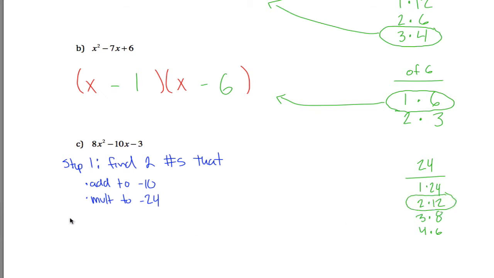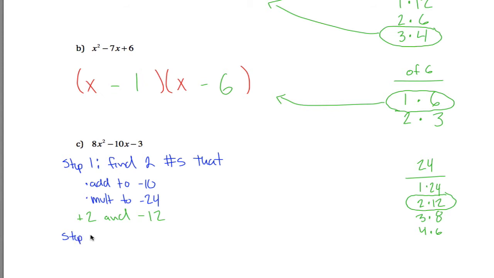And the way you'll do it is you'll make the 2 positive and the 12 negative. Note that these multiply to give me -24, but they add to -10. Now that you found those numbers, you're not done. Kind of up here, you're done once you find those two numbers.